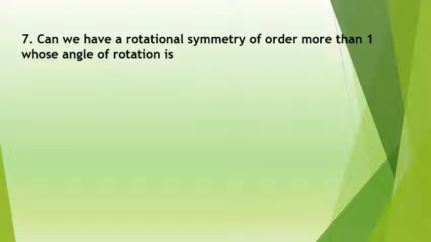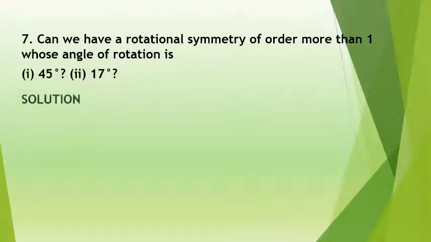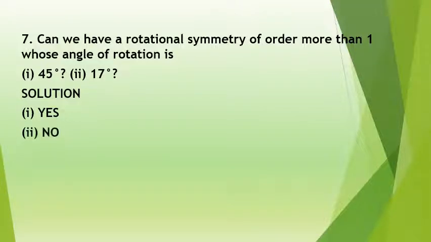Next question: can we have a rotational symmetry of order more than 1 whose angle of rotation is 45 degrees? Definitely, if the angle of rotation is 45 degrees, we will get rotational symmetry of order more than 1. What about 17 degrees? It is not at all possible. So the answer is no.